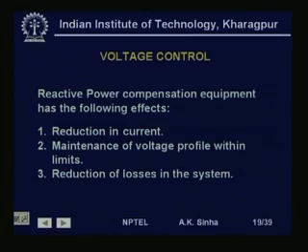We are also able to maintain the voltage profile within limits if we reduce the reactive power. As we said, QR is given by VR by X into Vs minus VR, and this Vs minus VR will be reduced if QR is reduced.